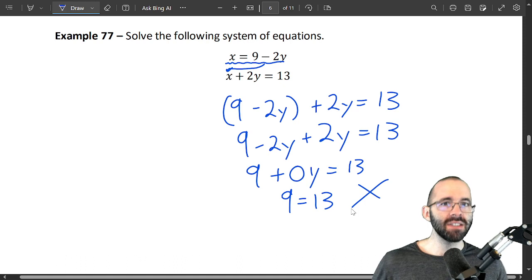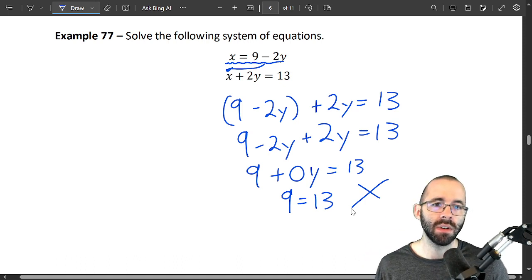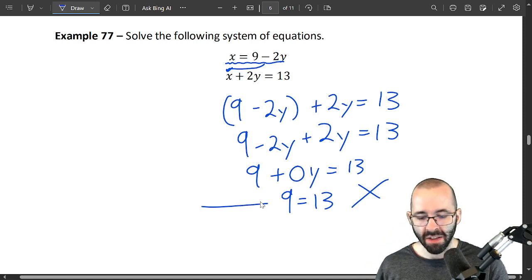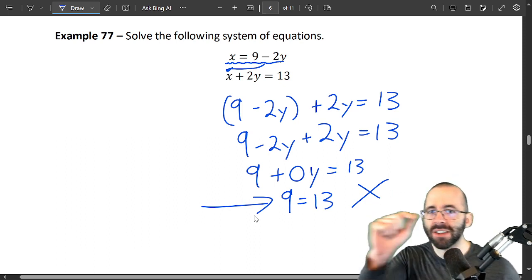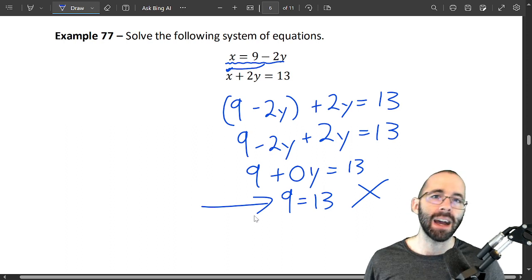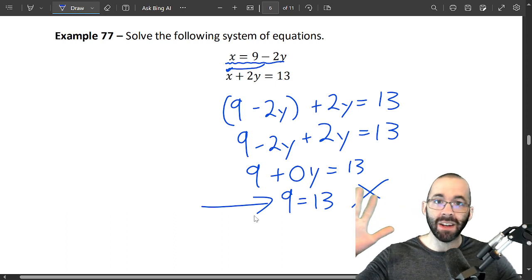The solution to a system of equations is the point that makes both equations true. What do x and y have to be to make this true? What does x have to be? And what does y have to be for 9 to be the same thing as 13? When is this going to happen? Never. I don't care. There are infinitely many values.